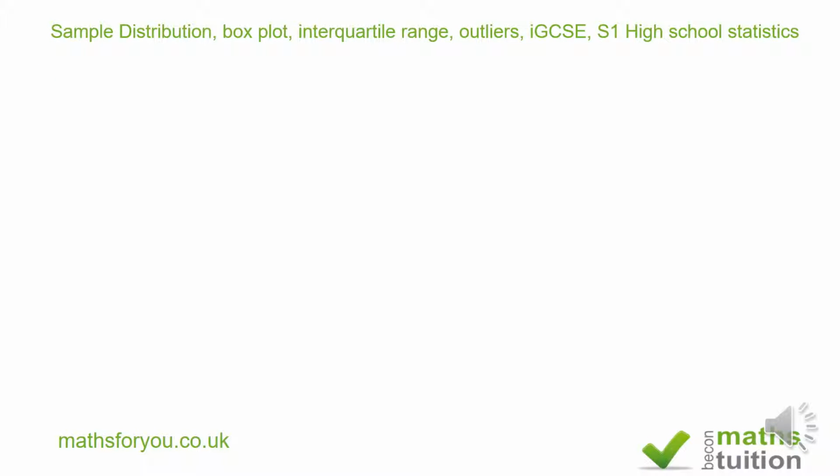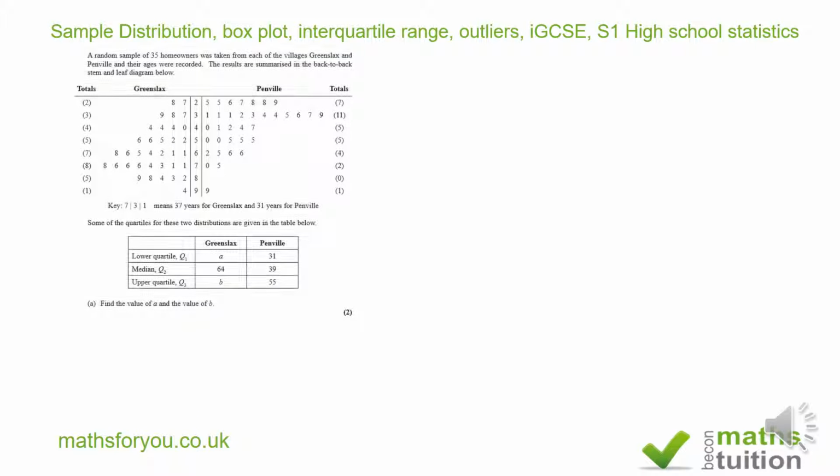Well, hello and welcome to this exercise on sample distribution and box plot based on an S1 or iGCSE type question. Here we've got stem and leaf diagrams for two populations, green slacks and penville. The sample for each of these two populations is 35. So we've got 35 in each of those.